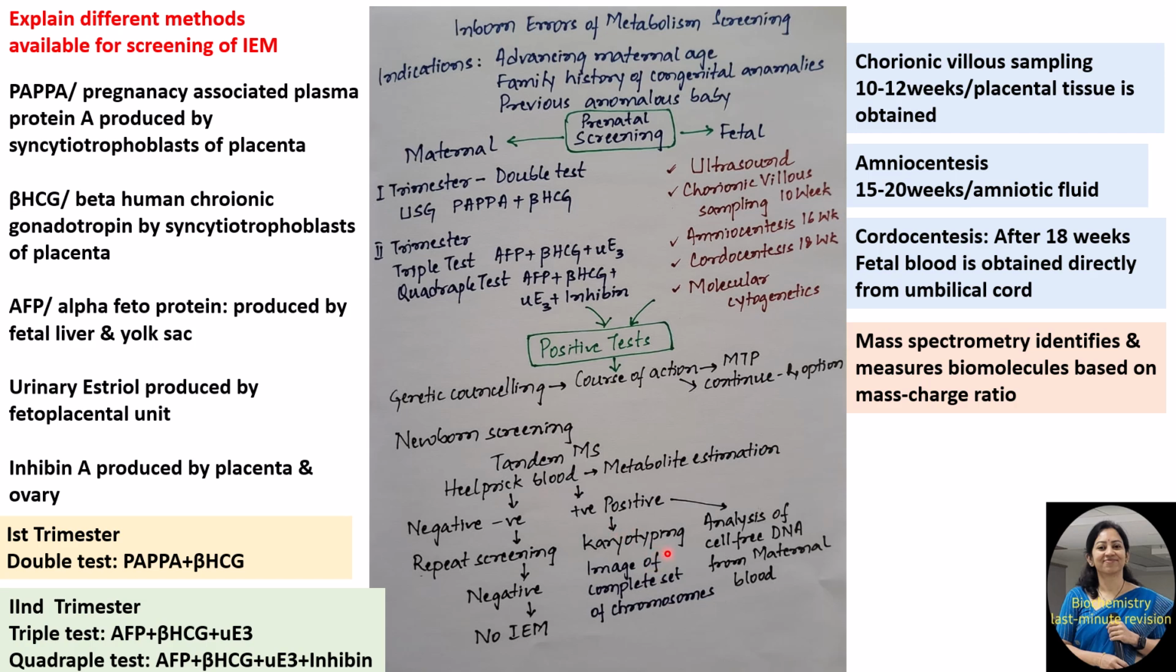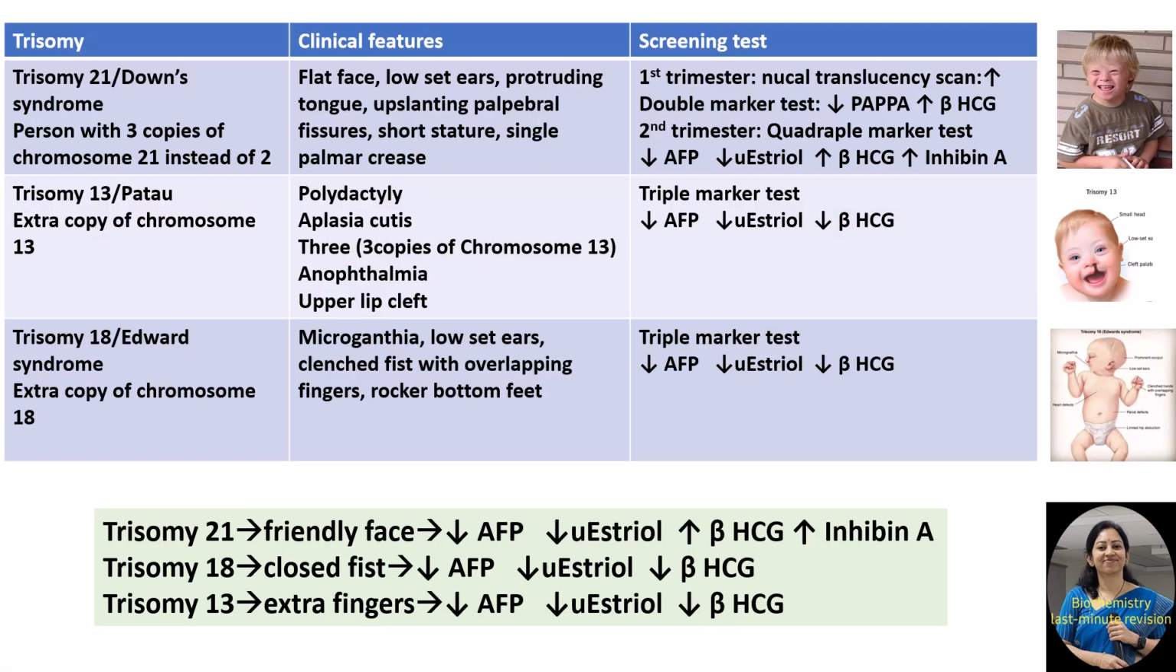Either karyotyping can be done to identify the number and structure of the chromosomes, or cell-free DNA from the maternal blood is collected and the cell-free fetal DNA is analyzed. Now these are the most common trisomies encountered, and this is how we can use the screening test to identify them. What does trisomy refer to? This particular child or person will have an extra copy of that particular chromosome.